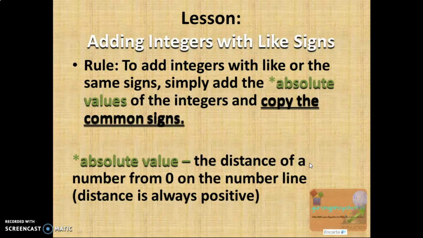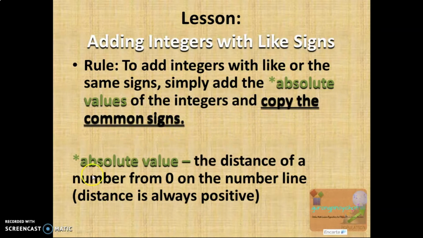Our lesson for today is adding integers with like signs. So what is the rule? The rule in adding integers with like signs: to add integers with like or the same signs, simply add the absolute values of the integers and copy the common signs.